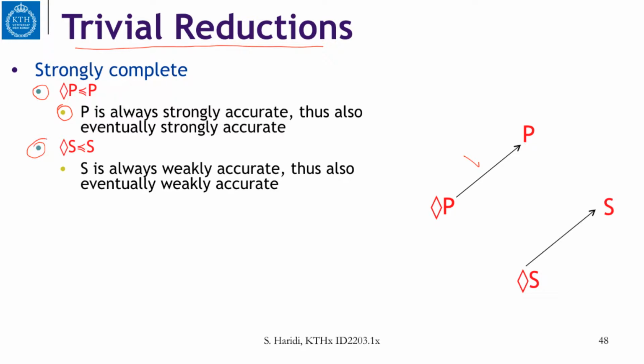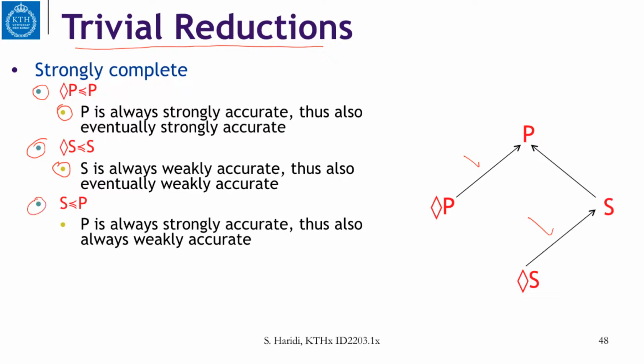Next, S. If you remember, S is a failure detector which has weak accuracy, and weak accuracy means there is always one correct process that is never suspected. S is weakly accurate, thus it is also eventually weakly accurate, which is diamond S. So we are okay with this property.